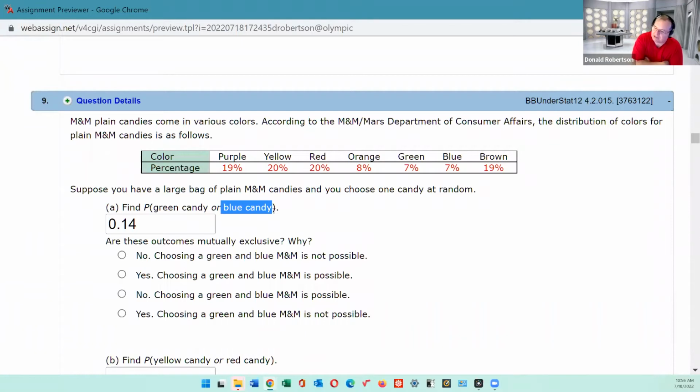If you're a blue candy, can you be a green one? No, that makes you mutually exclusive then, doesn't it? Right, you can't be both at the same time. You're mutually exclusive. Right? That's a quick way of looking at it.